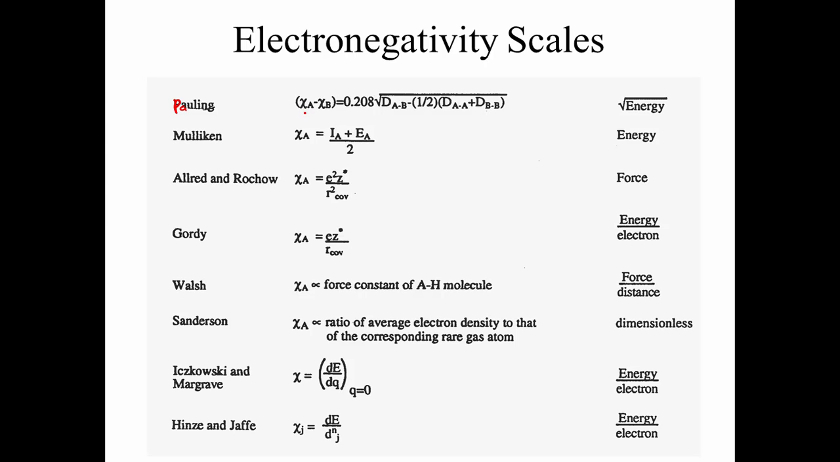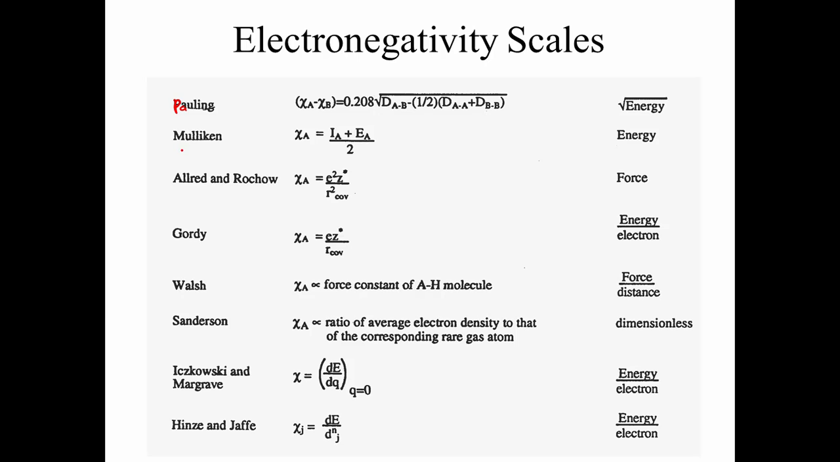Pauling set fluorine as the most electronegative with a value of 4, and then everything else would be relative to that. So that's empirically determined by measuring bond dissociation energies in molecules.